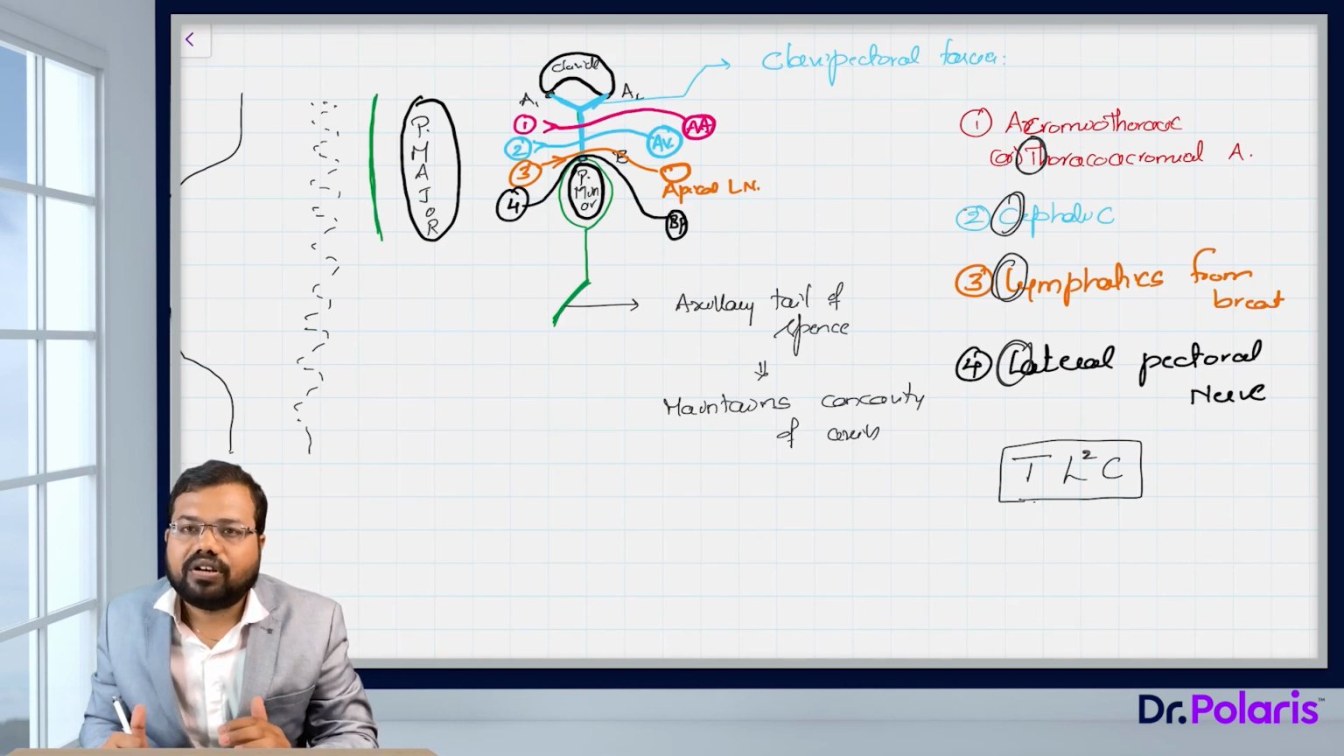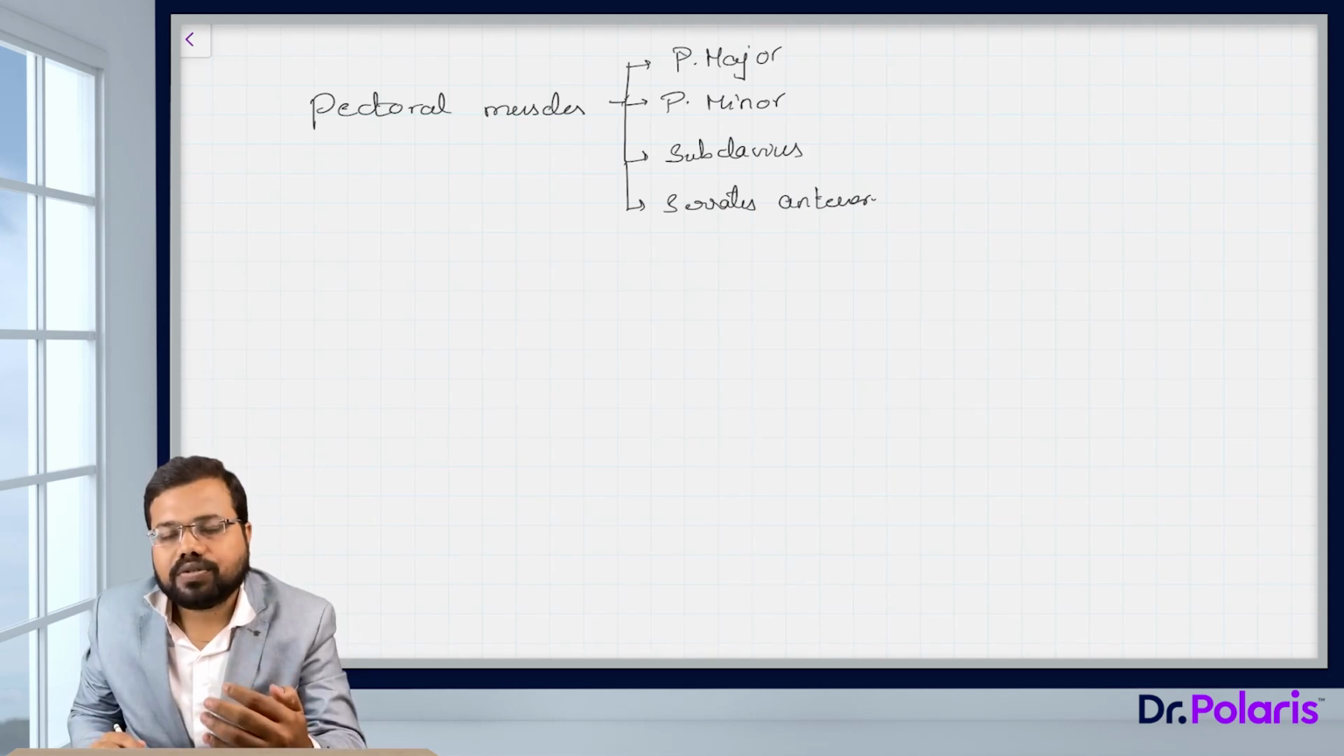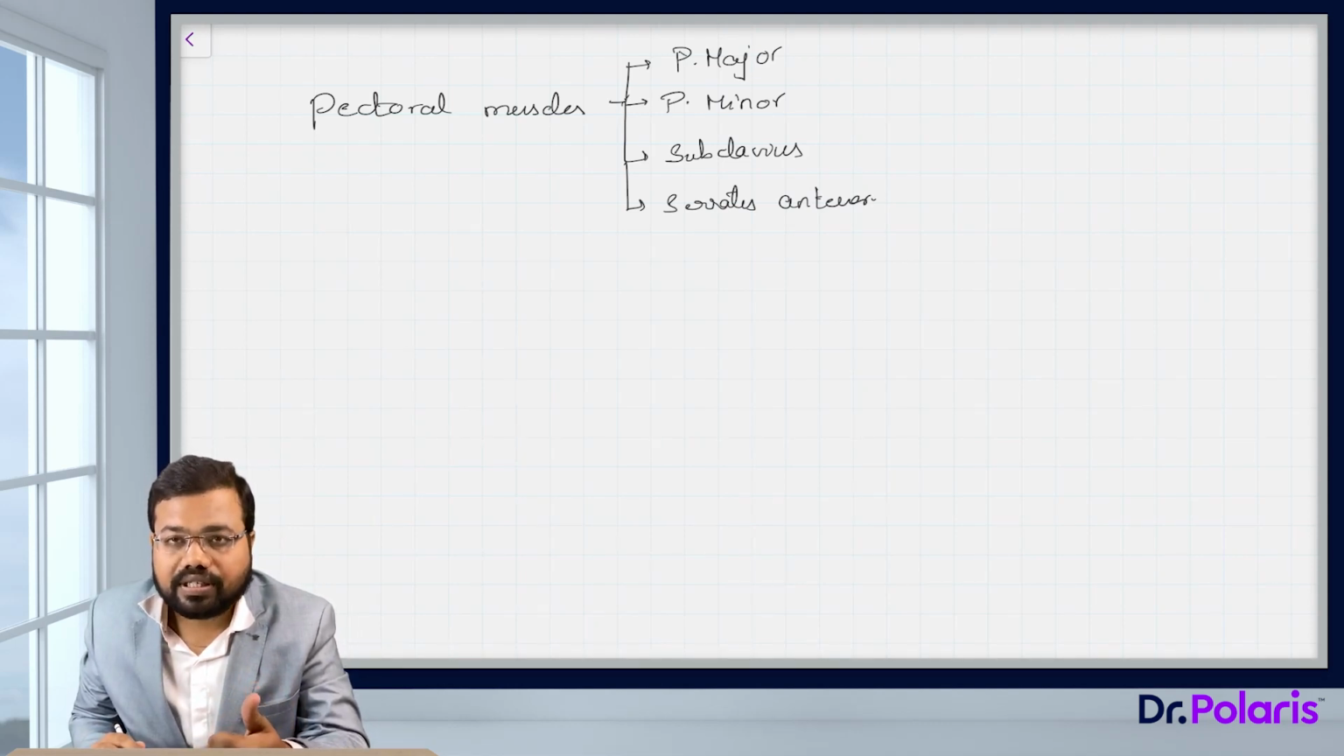That's about the deep fascia of the pectoral region. See, in the pectoral region, first we discussed the superficial skin. Then just beneath it, we discussed the superficial fascia where the mammary gland is present. And the next layer is the deep fascia where we discussed the clavipectoral fascia.